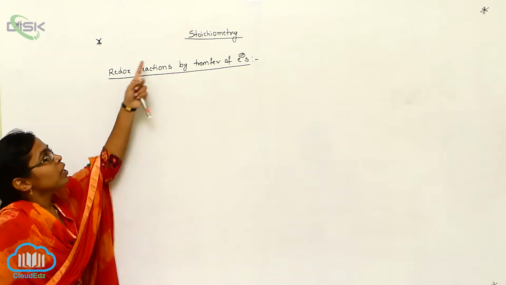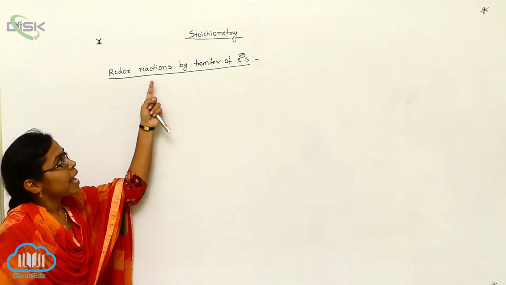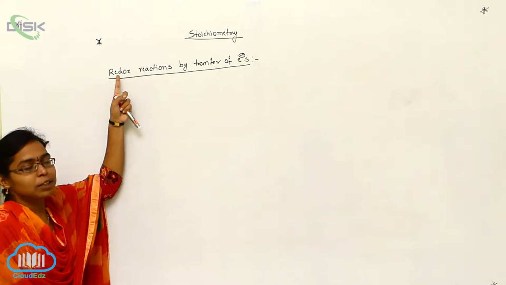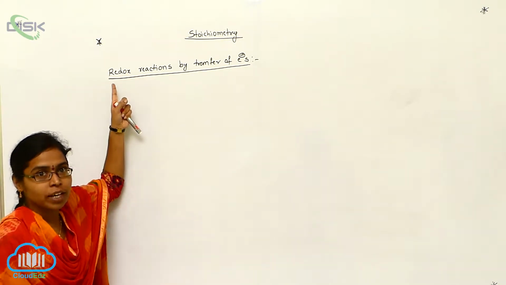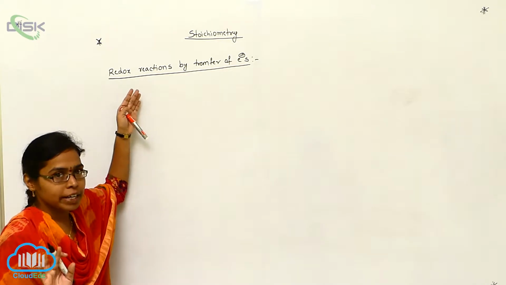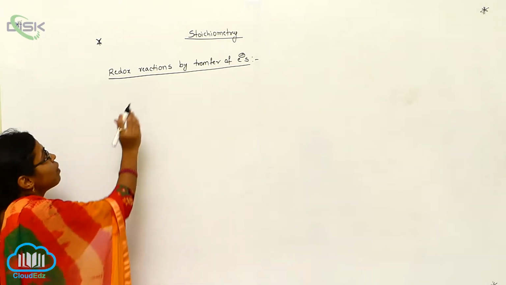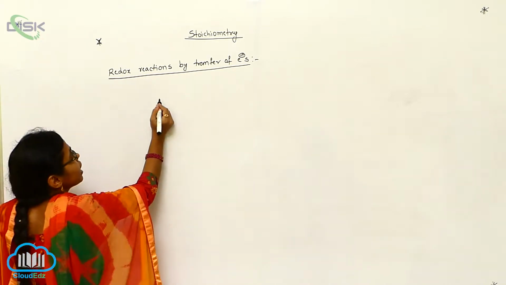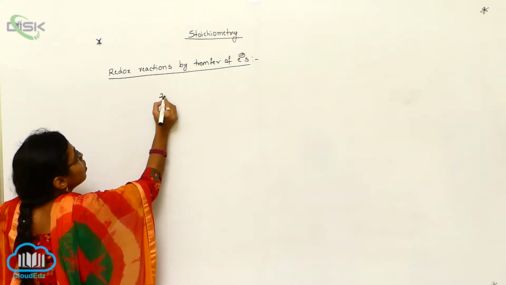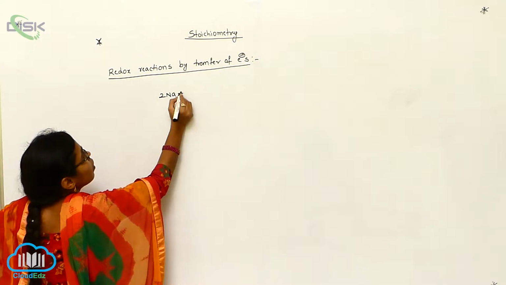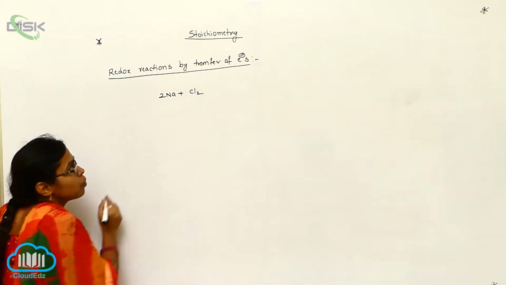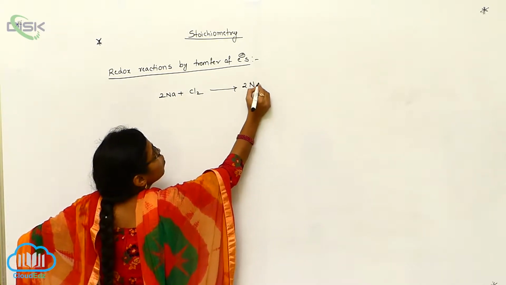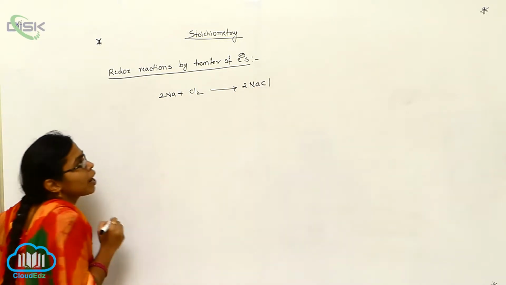So, next topic in our stoichiometry: redox reaction by transfer of electrons. Already we know that redox is nothing but the involvement of oxidation and reduction together, called a redox reaction. I want to explain here the redox reaction by transferring of electrons. For example, I am taking 2 moles of sodium, which reacts with 1 mole of chlorine to give 2 moles of sodium chloride.